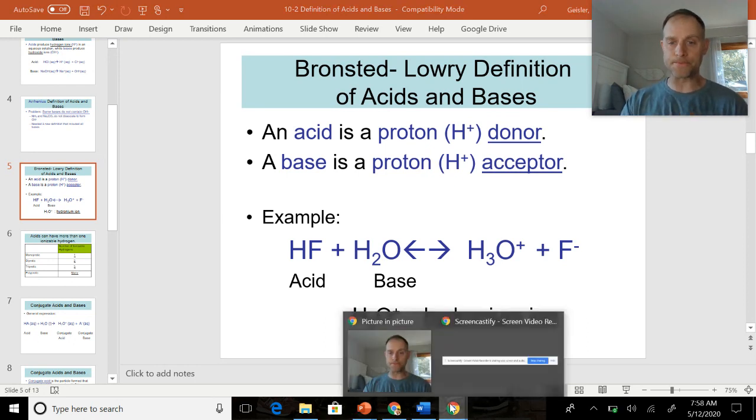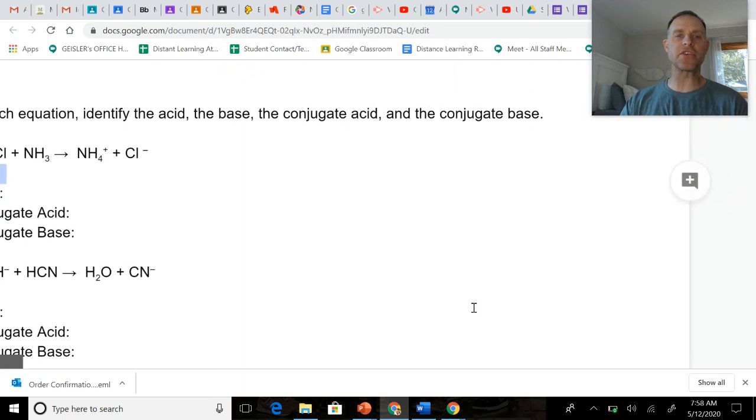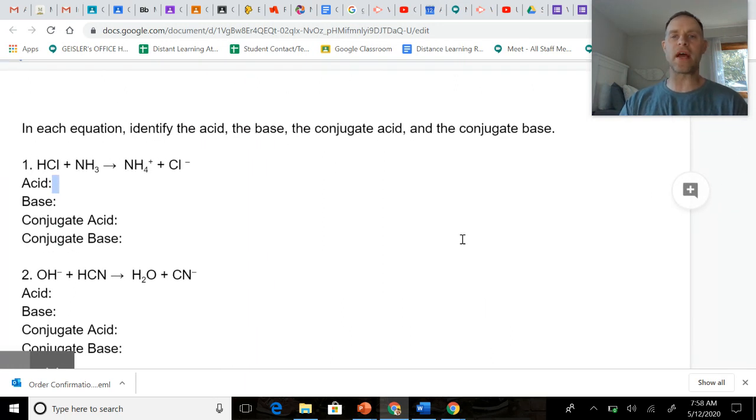All right, so here we go. Oh, that's the wrong one. Here we go. This is what the worksheet says. At the top, the instructions say, in each equation, identify the acid, the base, the conjugate acid, and the conjugate base. So first I want to look at my equation here and ask, what do I have? I have HCl, NH3, NH4 plus, and Cl minus.